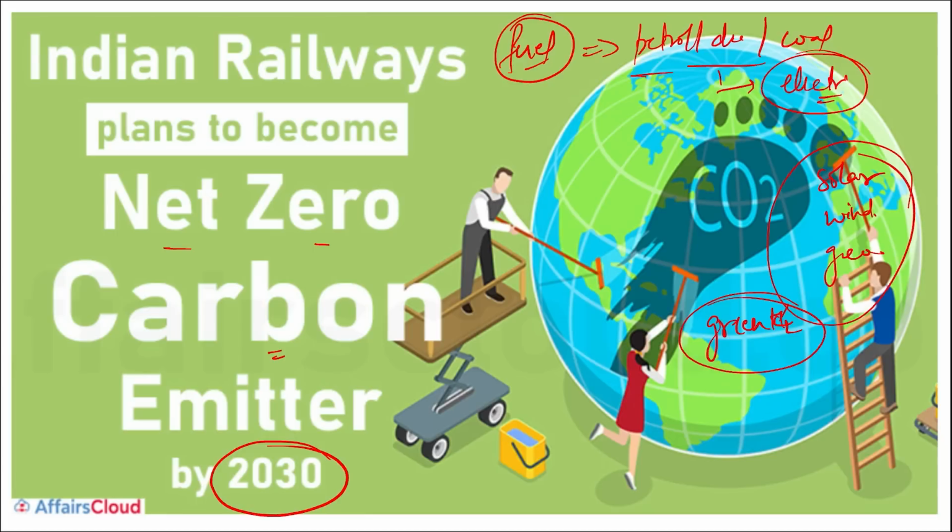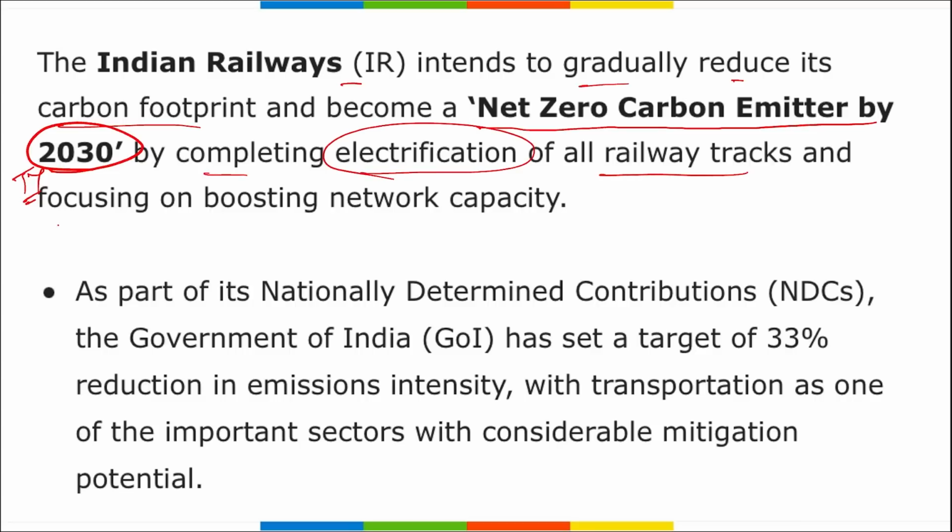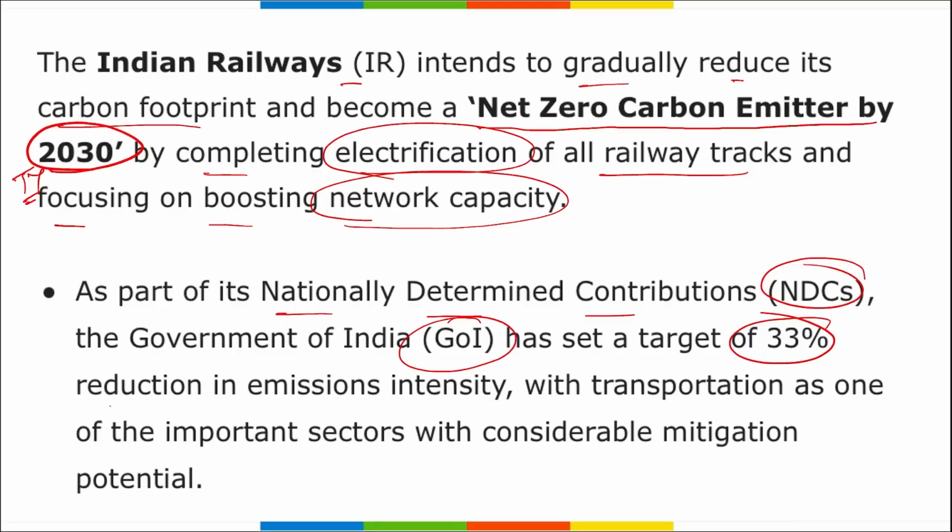For that, what they are planning to do is complete electrification of all the railway tracks and focus on boosting the network capacity. I repeat, Indian Railways intends to gradually reduce its carbon footprint and become net zero carbon emitter by the year 2030. Remember this target year, important. It will be done by completing electrification of all the railway tracks and focusing on boosting the network capacity. As a part of its nationally determined contributions, NDCs, the government of India has targeted a 33% reduction in emission intensity, with transportation as one of the important sectors with considerable mitigation potential.